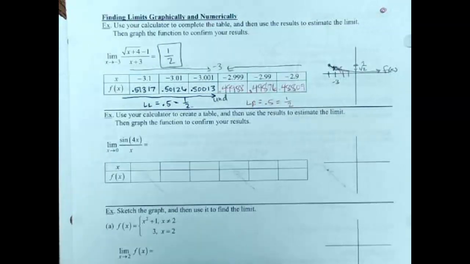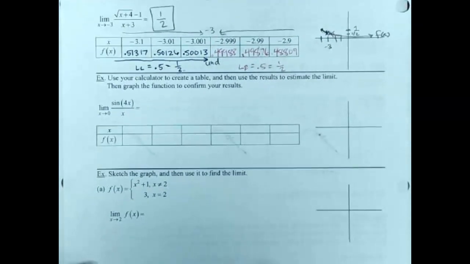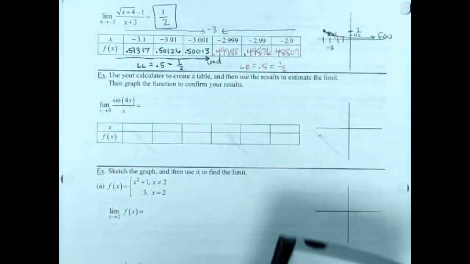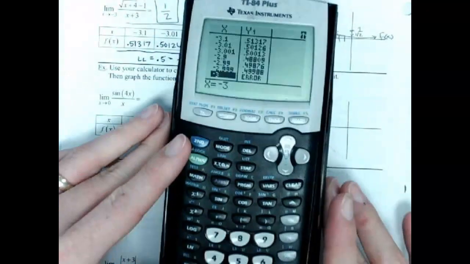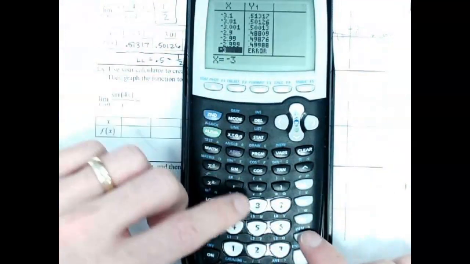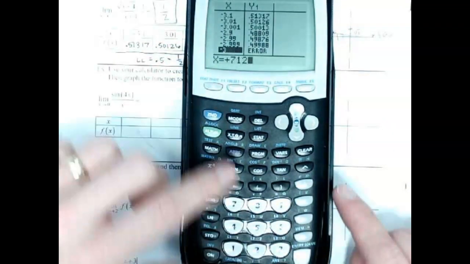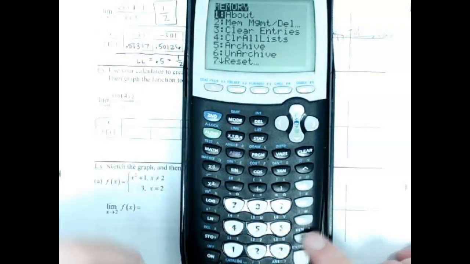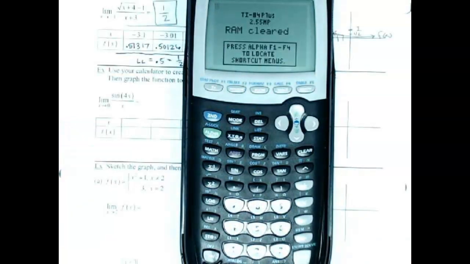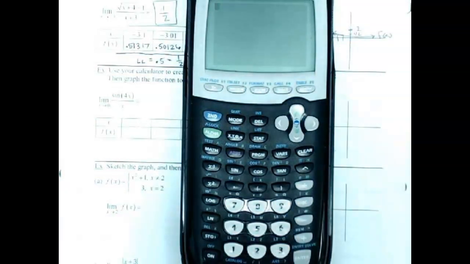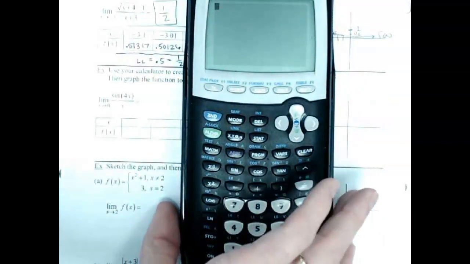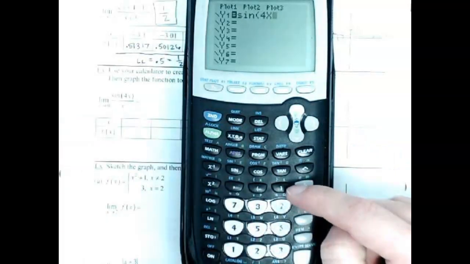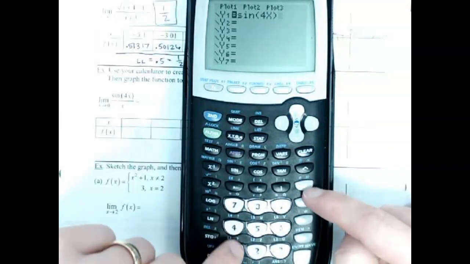All right, let's move on to the next one. Make sure your calculator is in radian mode, since we have trig. Always, always, always radian mode for me. Here I'm just going to do second plus 7 1 2. I just always like to clear the memory. It's really nice, and when you do that, it'll reset to radian mode. And then let's go type this in. Sine of 4x divided by x.